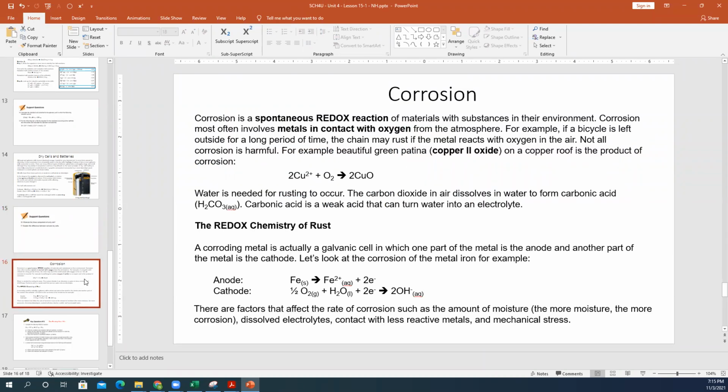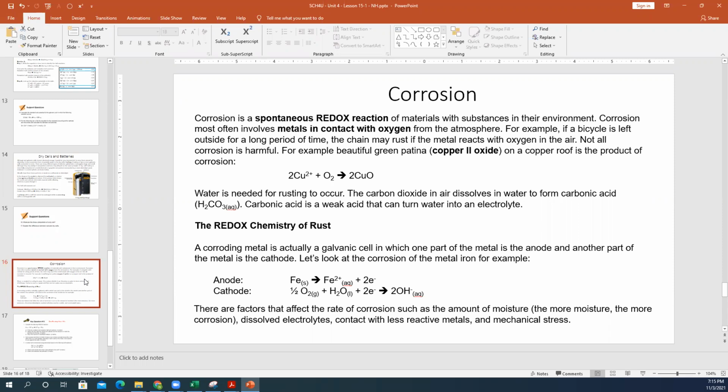And then what ties in here is corrosion. Corrosion is the spontaneous redox reaction of substances in their environment. Corrosion most often happens with metals that come into contact with oxygen from the atmosphere. If you have a bicycle or anything metal sitting outside for a long period of time, you'll find that parts of it may start to rust as the metal reacts with the oxygen in the air.